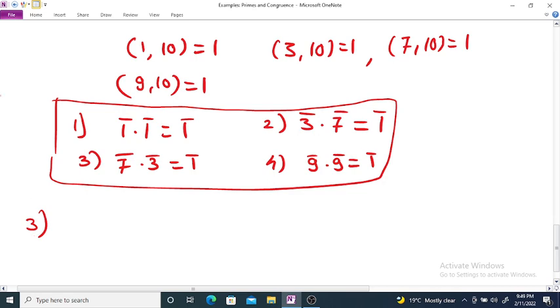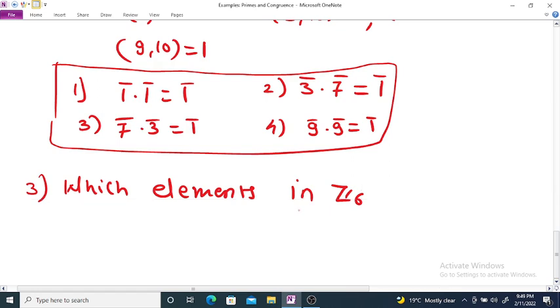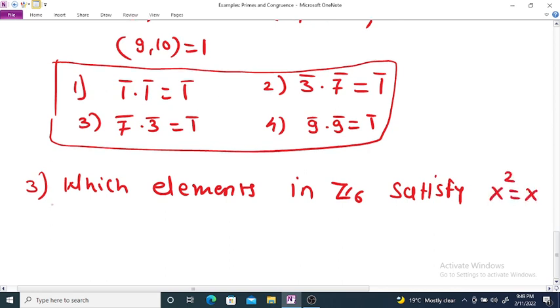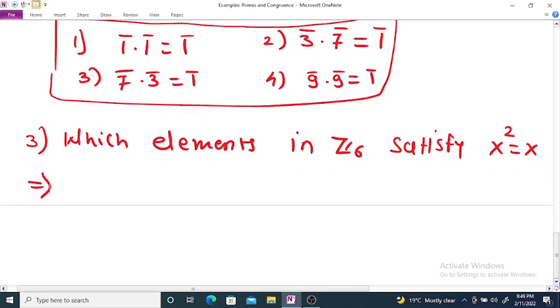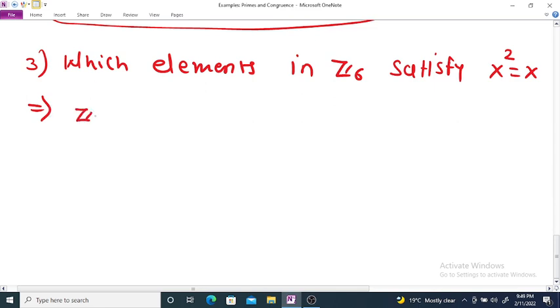Which elements in Z6 satisfy the equation x square is equal to x? Now if we list all the elements of Z6, we get Z6 is equal to 0 bar, 1 bar, 2 bar, 3 bar, 4 bar and 5 bar.